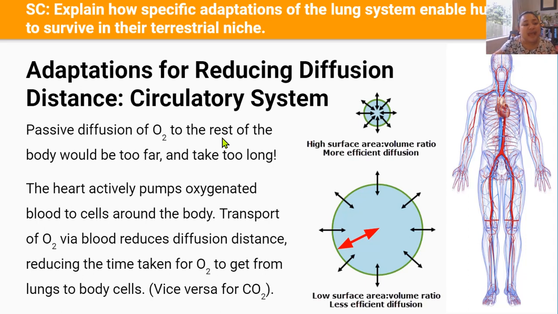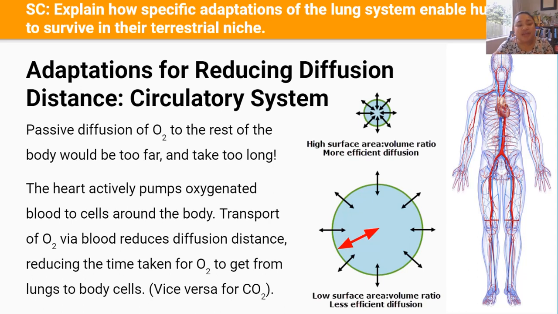If the human gas exchange system just relied on simple passive diffusion to move oxygen from our lungs right down to our feet, diffusion would take so long that there's no way for aerobic respiration to take place or to carry on, and your toes would literally die and fall off. Diffusion of oxygen and carbon dioxide is only efficient when the diffusion distance is small. So this is where the mighty circulatory system comes in.